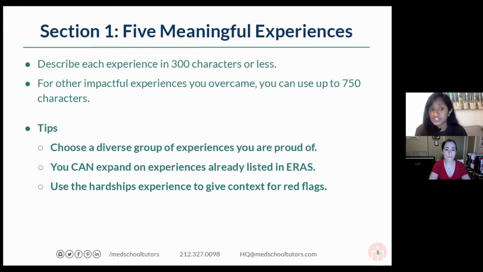And then hardships can be a great place to address red flags. I'm sure many of you have probably seen on YouTube, we have webinars where we discuss red flags in great detail and how to go into them. The hardships section is really a built-in red flag section for you to discuss things that you were concerned may give programs pause when looking at your applications. It's a great opportunity to discuss what happened, how you grew from it, why you'll be a better doctor for it.